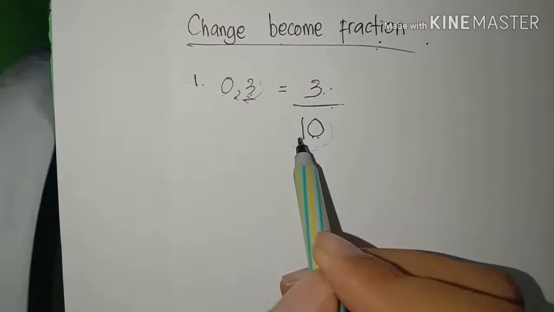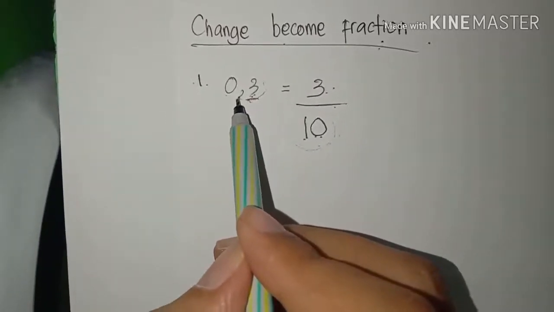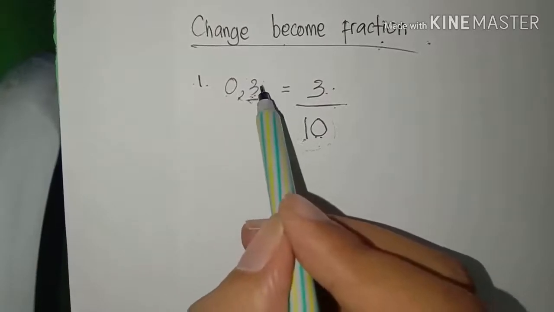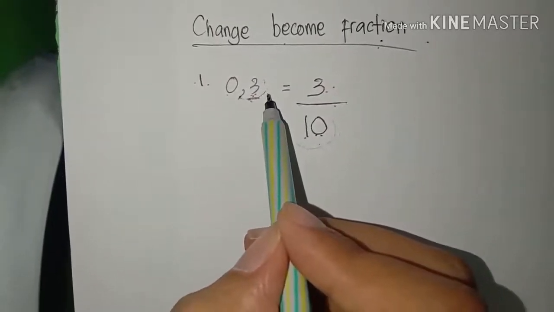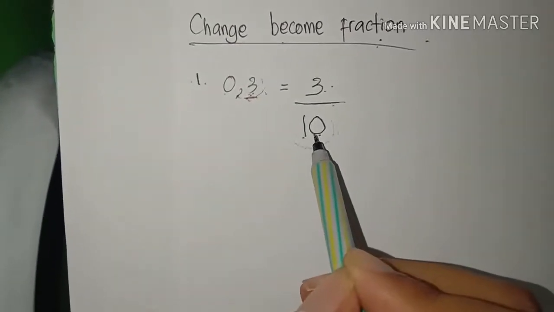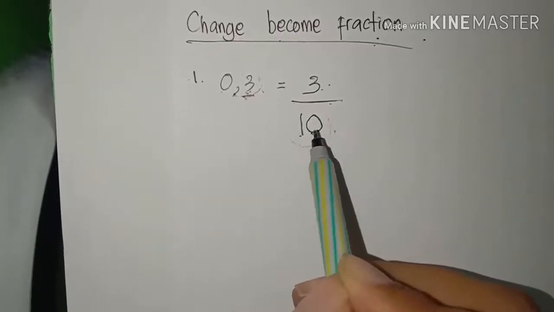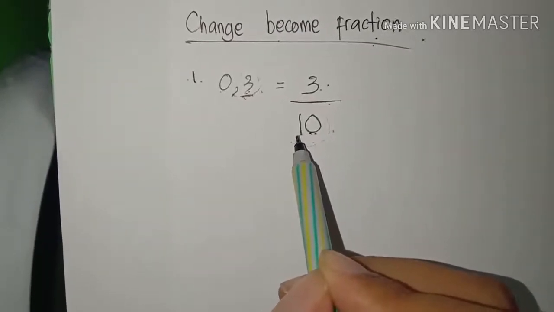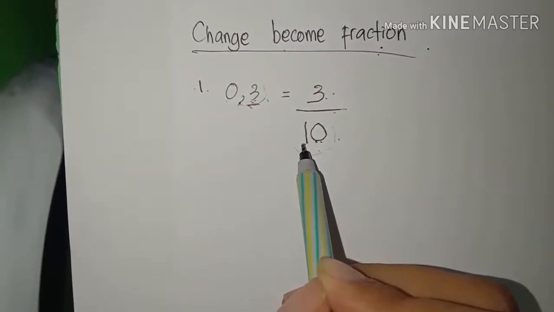Understand? If the number behind the point is 2 digits, for example 3 and 1, we can write 2 zeros and then add 1. Okay, understand? I hope you understand.